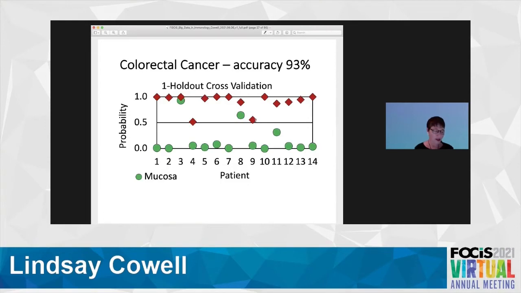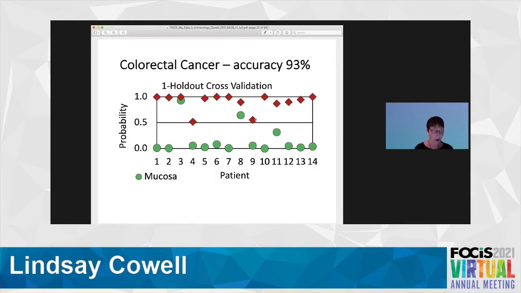12 of the 14 healthy samples are correctly classified. And it's important to note that the tumor and healthy samples from a single patient are scored independently, meaning the model has no knowledge that the 2 are from the same patient and that one must be healthy and the other must be derived from a tumor.